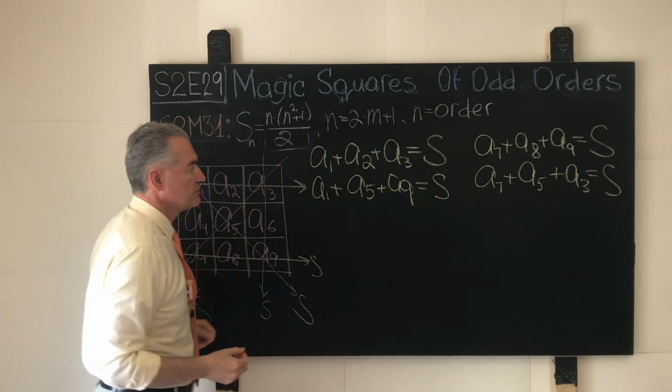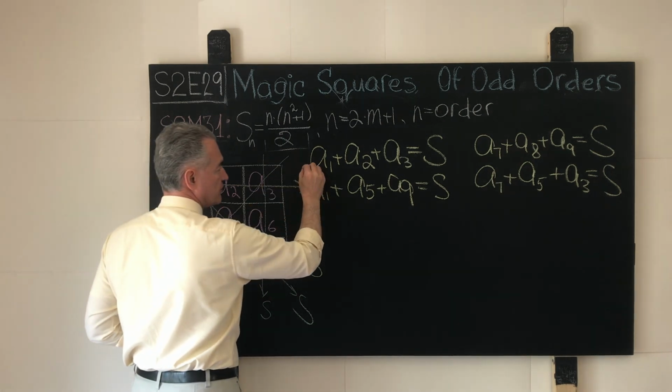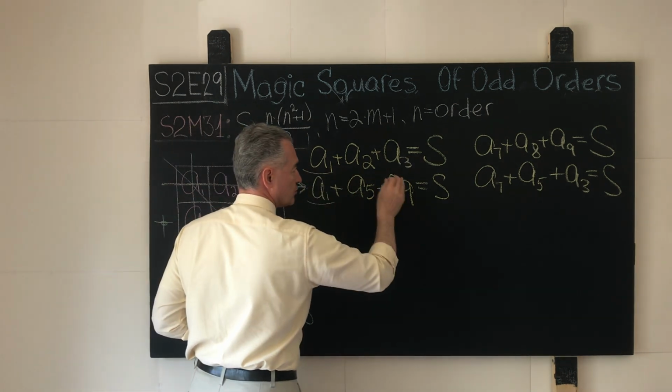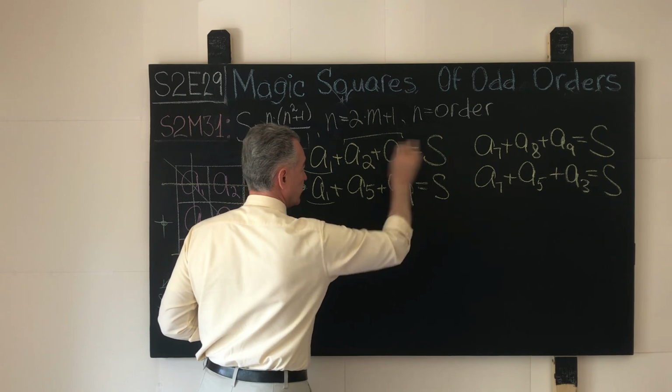Okay, let us loiter around this pair of equations. Here we have the element a1 and a1 is the same. Subtract a1 from both sides. This sum of elements 2 and 3 will be S minus a1.